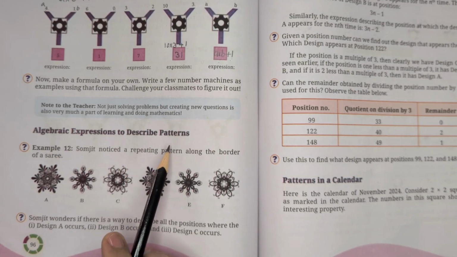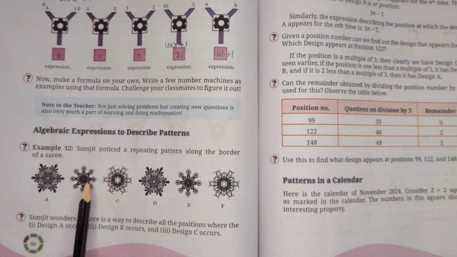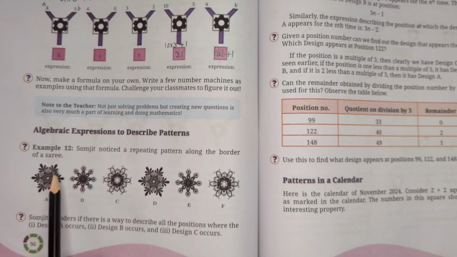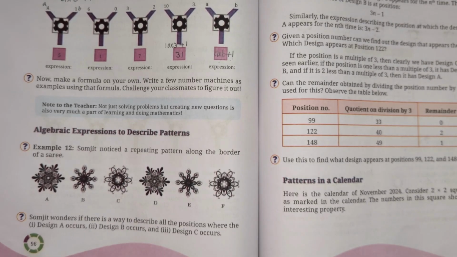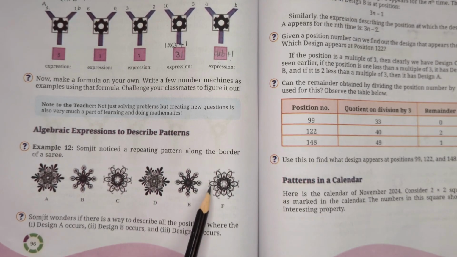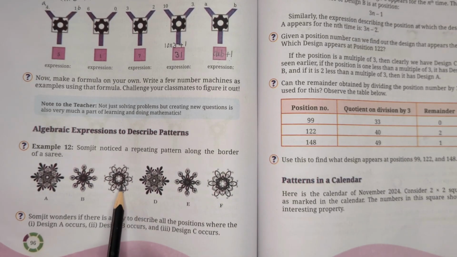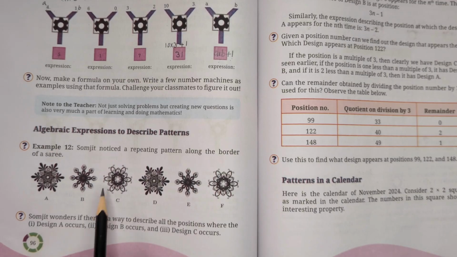Algebraic expressions to describe patterns. Example 12. Somjit noticed a repeating pattern along the border of a sari. First design A, second design B, C is the third design, and that is repeating. So altogether 3 different designs are there. Somjit wonders if there is a way to describe all the positions where design A occurs, design B occurs, design C occurs.